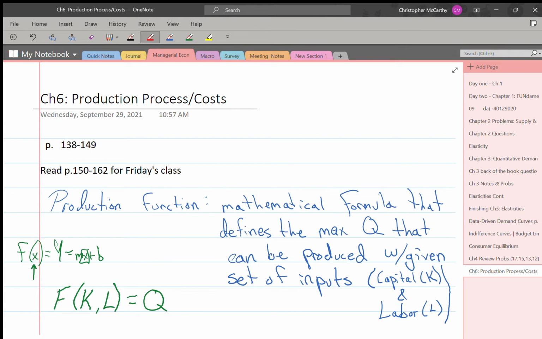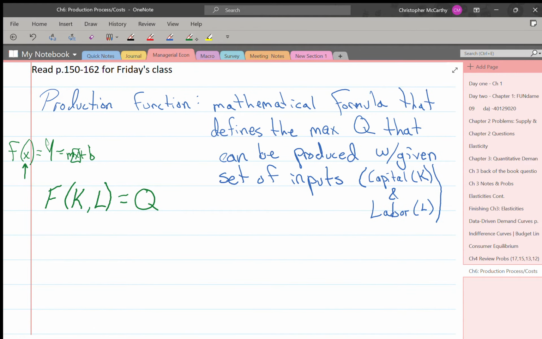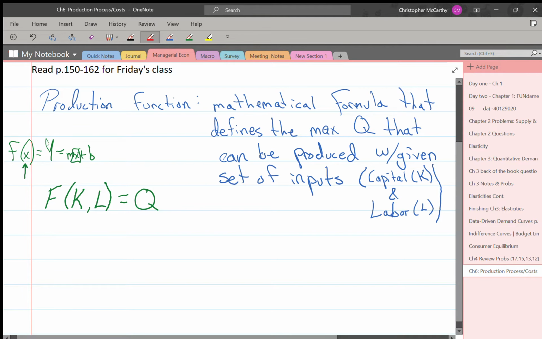When we're talking about production, when we're talking about economic stuff, we are usually going to talk about periods. We're going to talk about the short run period and the long run period. What do we mean when we talk about periods? Let's talk about that real quick. What is the short run?